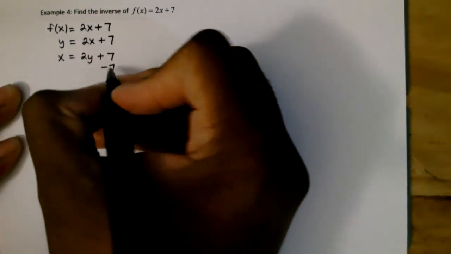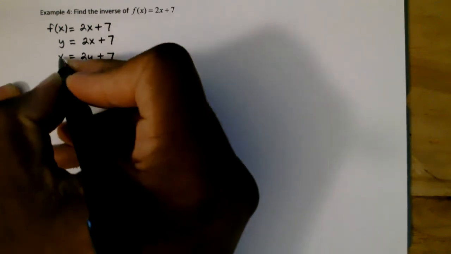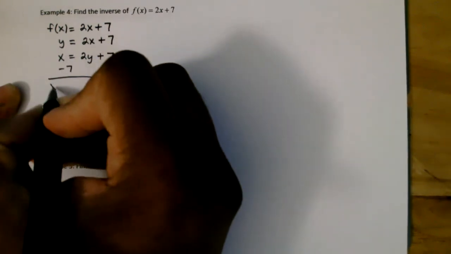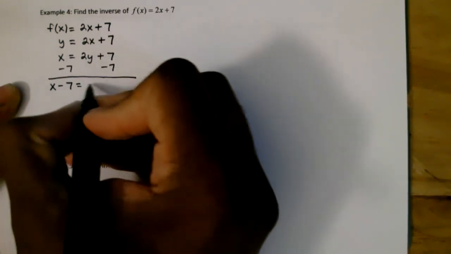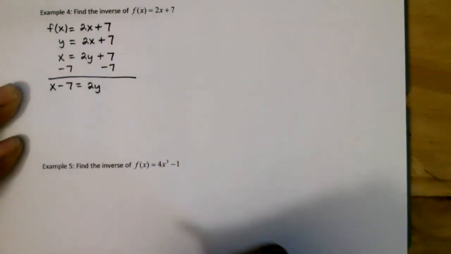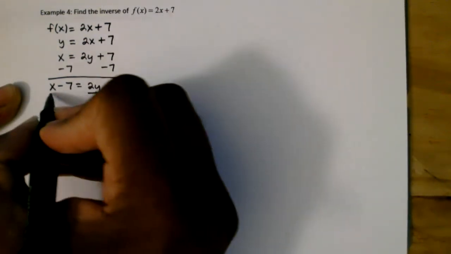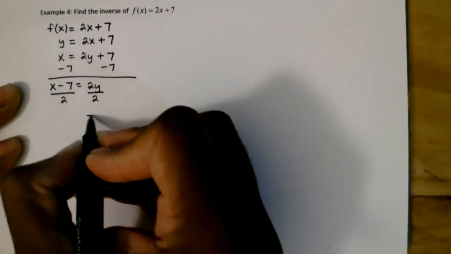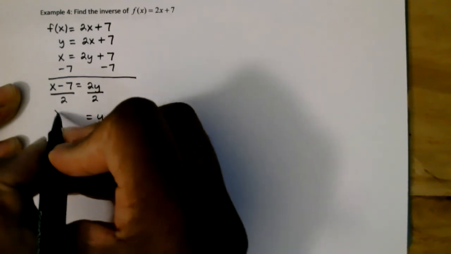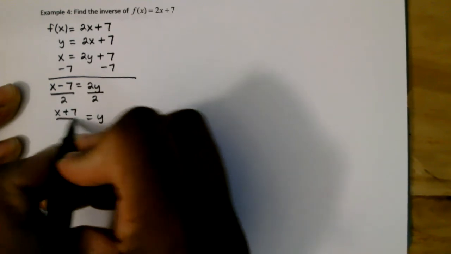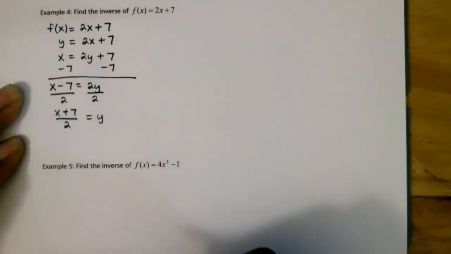Well, first of all, we're adding 7. I need to subtract 7 on both sides. So that means I have x minus 7 equals 2y. And then to get y by itself, I'm multiplying by 2. I need to divide both sides by 2. So that means y is equal to x plus 7 all over 2.